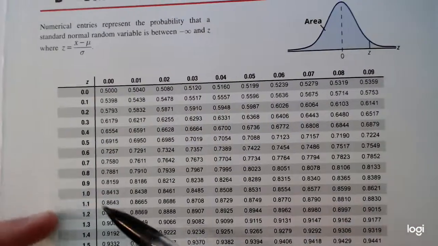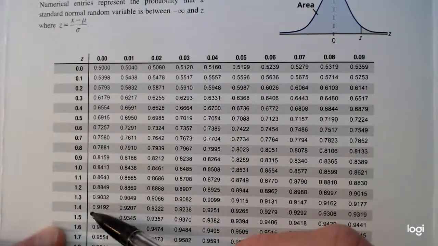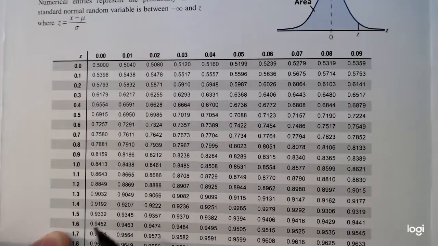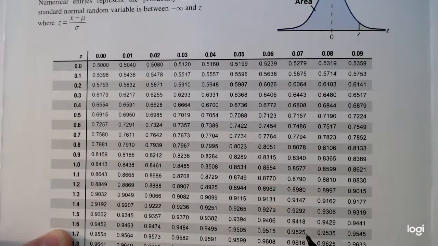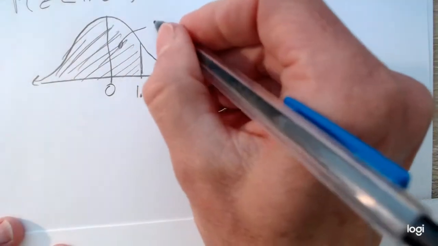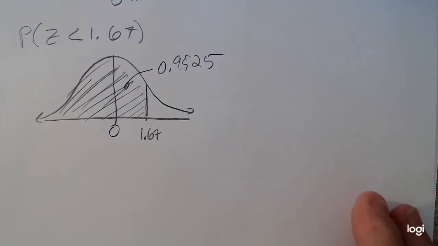so I have a 1 in the units place and a 6 in the tenths place, so I have 1.6. And then I need to read over to 0.07. It's a little tricky, the print is somewhat small. So a z-score of 1.67 is right here, and that cumulative area to the left of the z-score is 0.9525. Okay, so this area is 0.9525. And that makes sense with what we expected. We expected an area or a probability greater than a half.